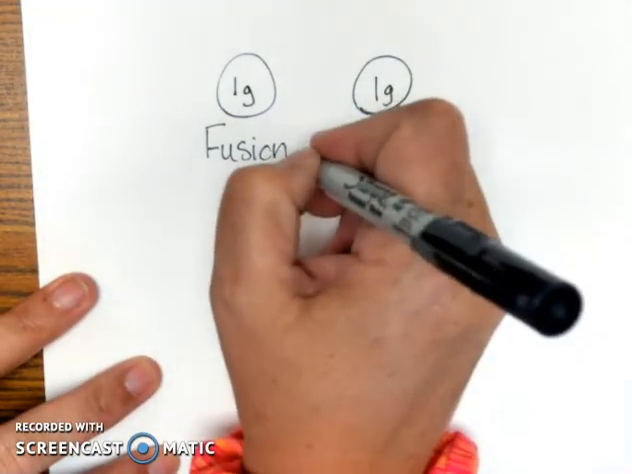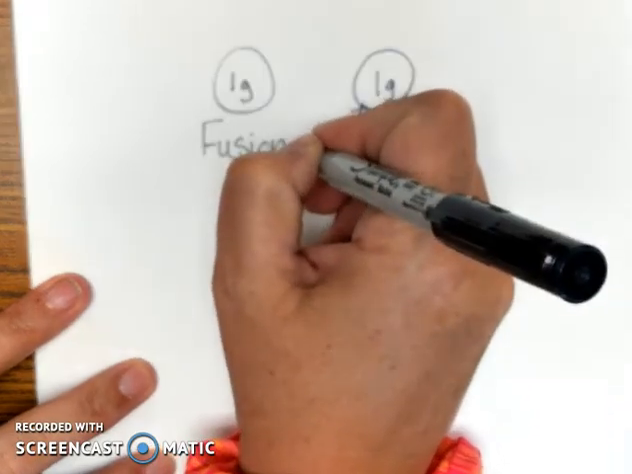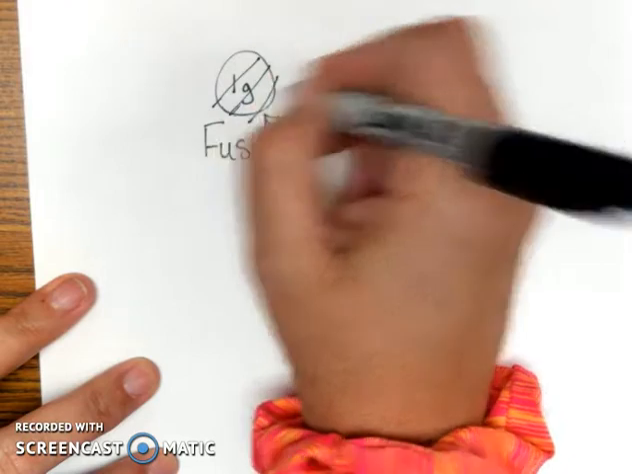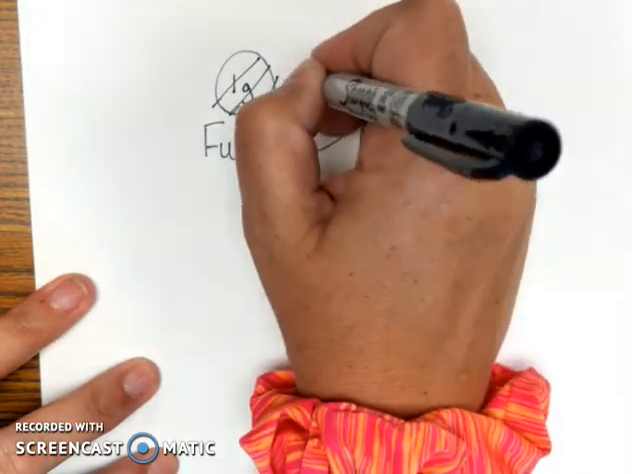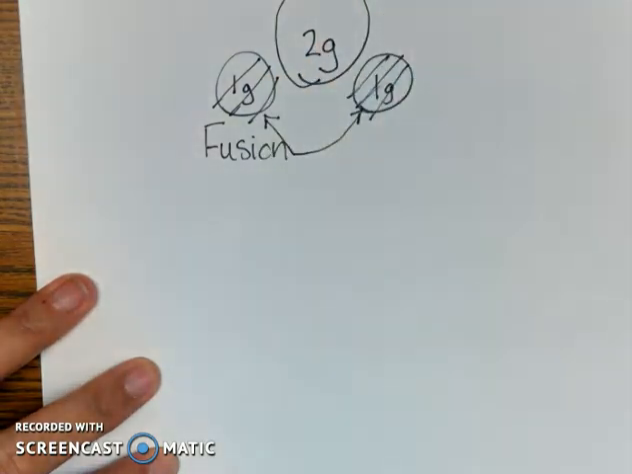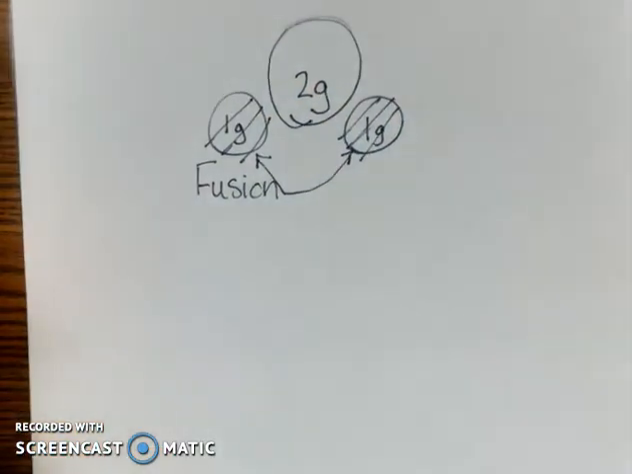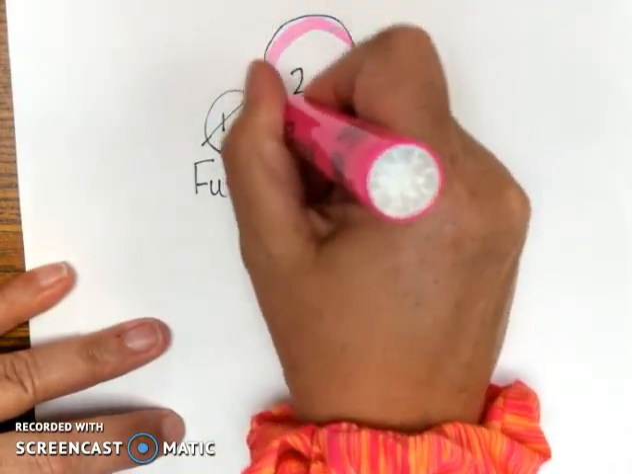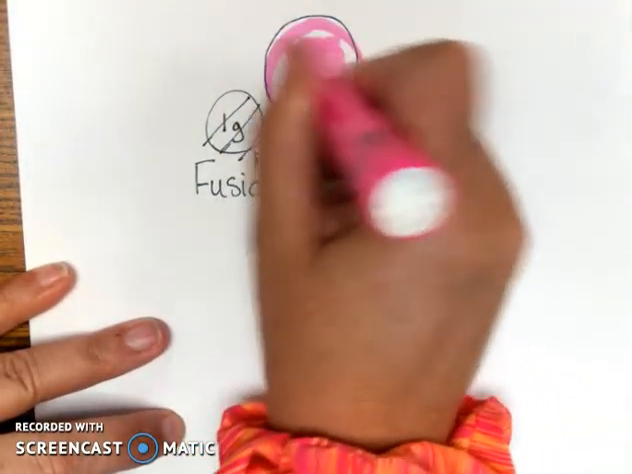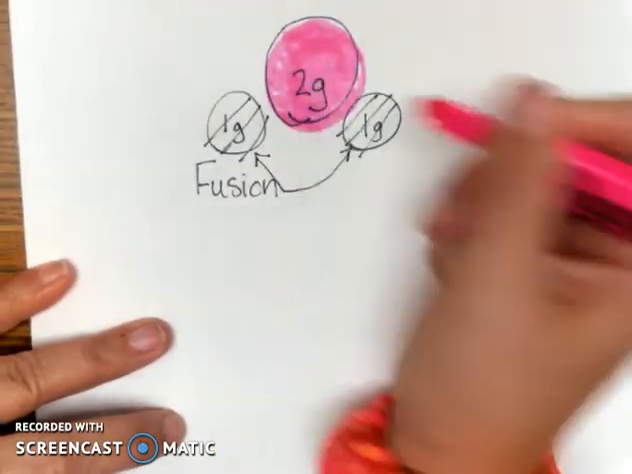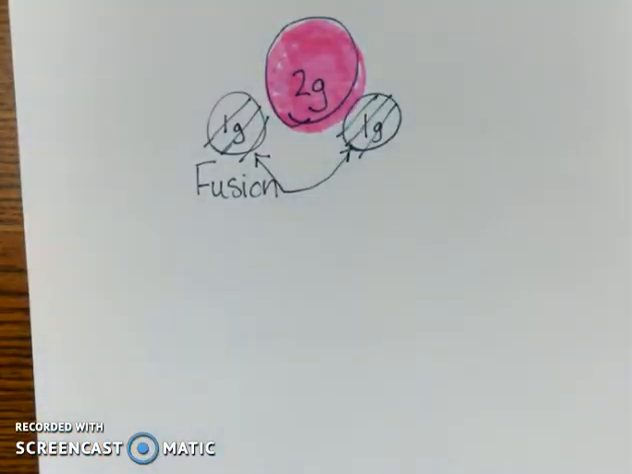So through nuclear fusion, this and this come together. They no longer exist. They fuse together and make a single solitary nucleus that's more powerful than either of them were separate. That's a really bad way of describing it, but it's a super great visual.